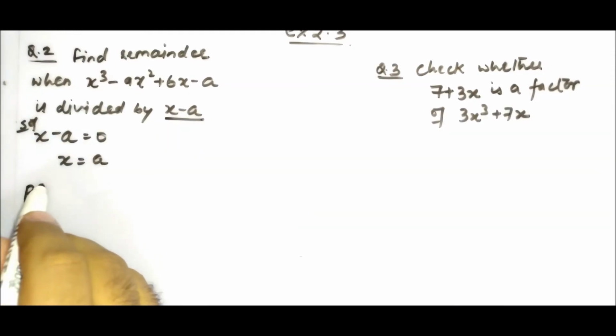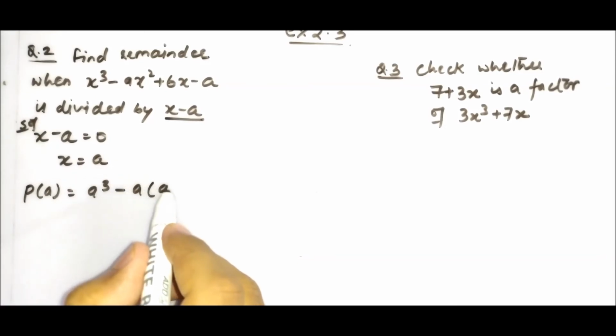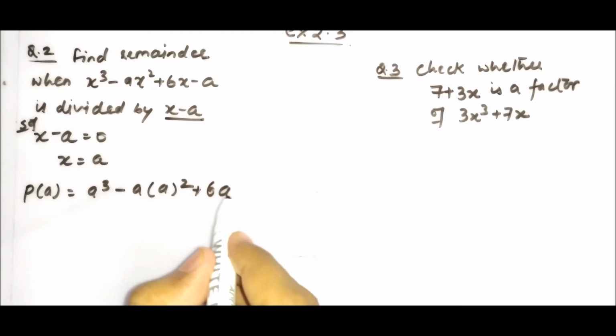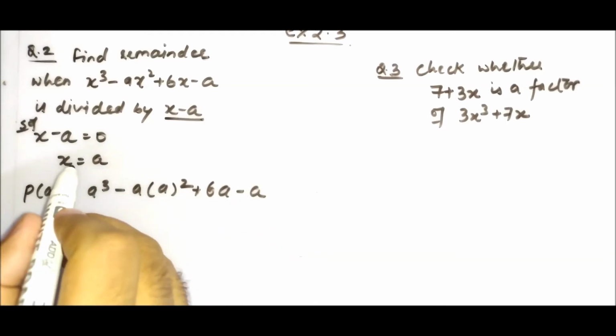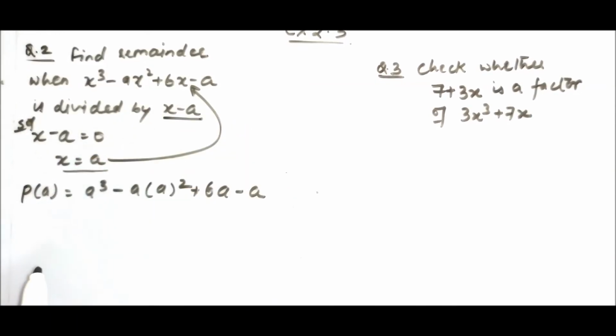So that will be p of a, which will be equal to a cube minus a into a square plus 6 into a minus a. We just replace the value of x, x is equal to a, here. When you solve this, it will be a cube minus a into a square, that will be again a cube, plus 6a minus a. So this will get cancelled. 6a minus a will give you 5a. So this will be the remainder when this polynomial is divided by x minus a.